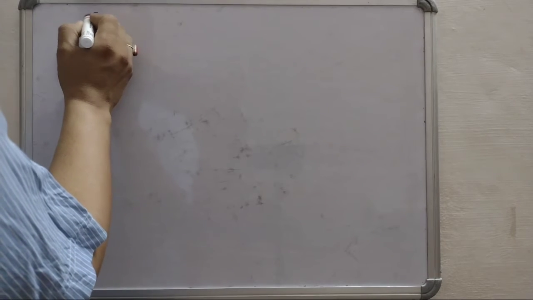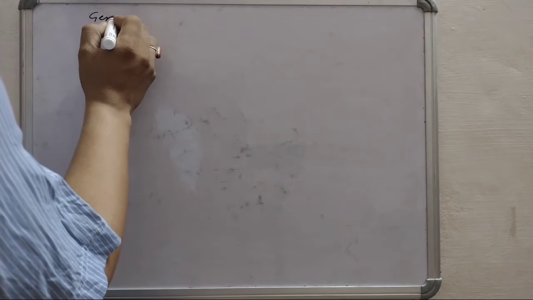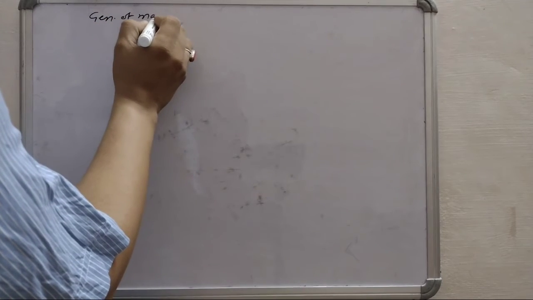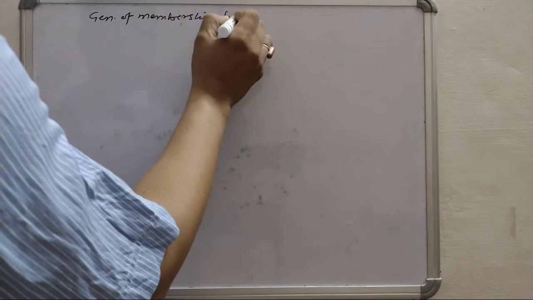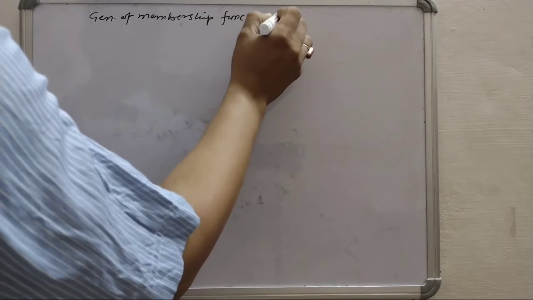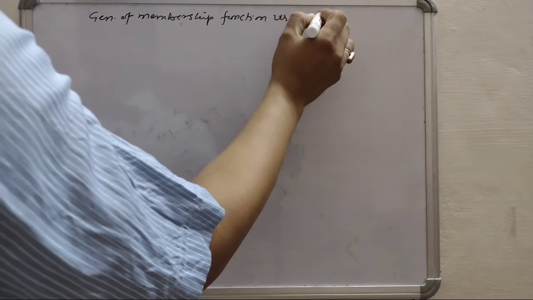In the previous lecture, we discussed two methods of fuzzification. One is intuition and another is inference. And in today's lecture, we are going to discuss a new method of fuzzification that is based on neural networks. So let us see. This is the generation of membership functions using neural network.